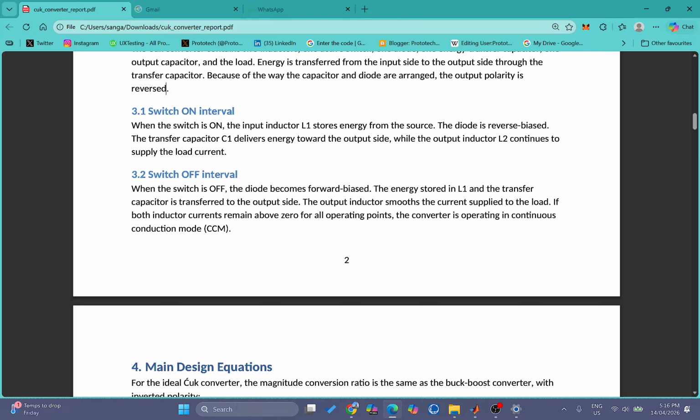Now when the switch is off, the diode becomes forward biased, and the energy stored in L1 and the transfer capacitor is transferred to the output side. The output inductor smooths the current supplied to the load, and if both inductor currents remain above zero for all operating points, the converter is operating in continuous conduction mode.